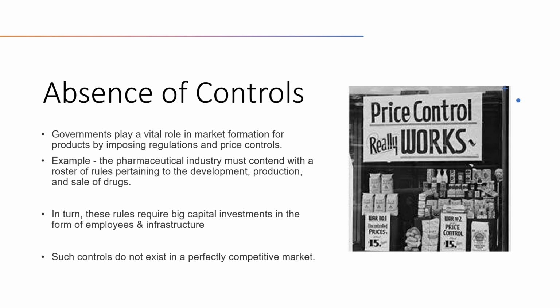For example, the pharmaceutical industry has to contend with a roster of rules pertaining to the development, production, and sale of drugs. In turn, these rules require big capital investments in the form of employees, such as lawyers and quality assurance personnel, and infrastructure, such as machinery to manufacture medicines. And accumulated costs add up, making it extremely expensive for companies to bring a drug to the market.